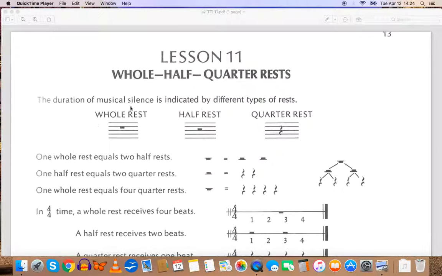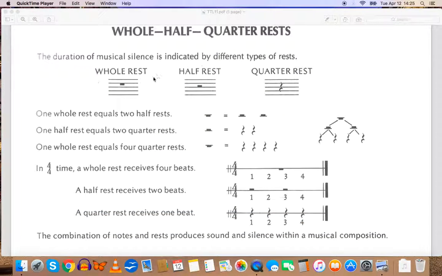The duration of musical silence is indicated by different types of rests. And these are the different types. This is a whole rest. Note the box underneath the line, second from the top. Half rest, the box sits on top of the middle line. Okay, different places for whole and half. A quarter rest looks like this. It's kind of a squiggly line that you have to learn how to replicate or recognize.